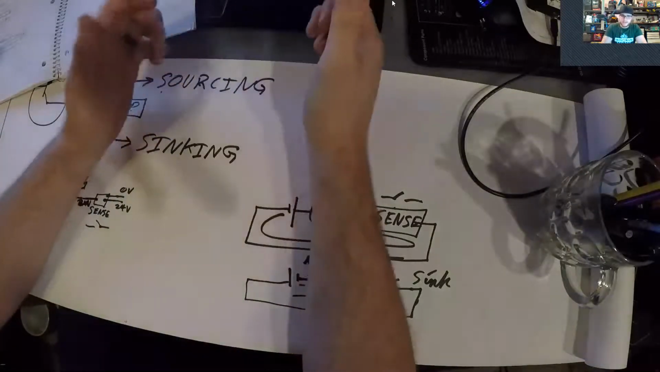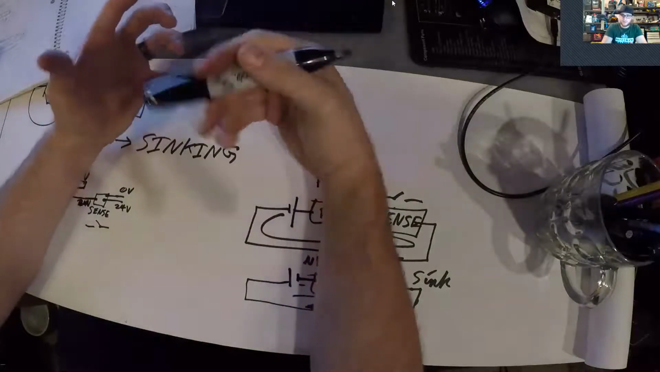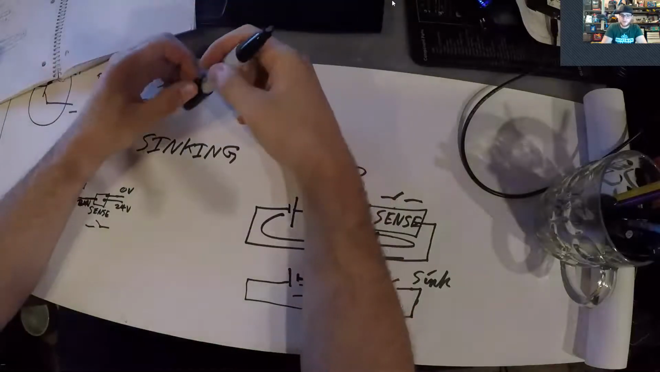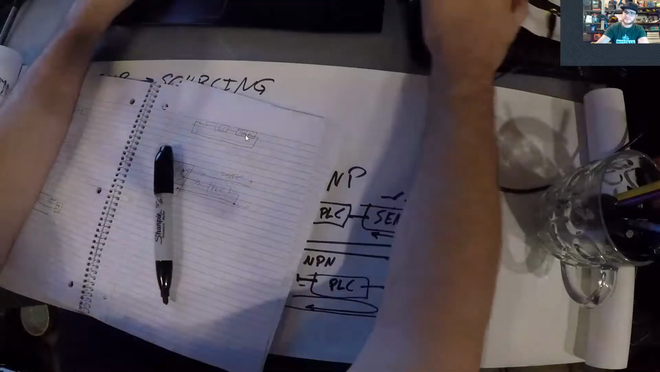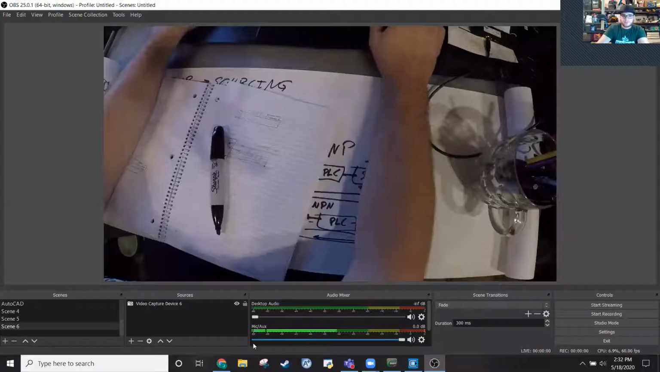The other nice thing is, for us, if you open up the hardware, actually, you know what? I'm just going to do that. Let me switch the screen I'm sharing, and we're going to go check out the Automation Direct hardware pages.